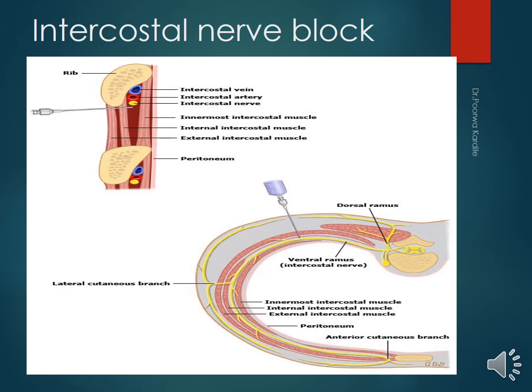Pneumothorax can occur if the needle point misses the subcostal groove and penetrates too deeply through the parietal pleura. And hemorrhage is caused by puncture of intercostal blood vessels.